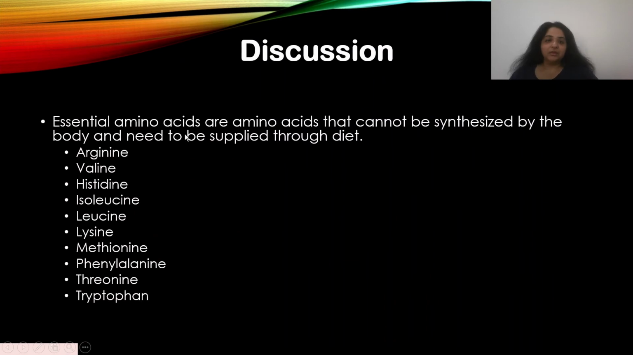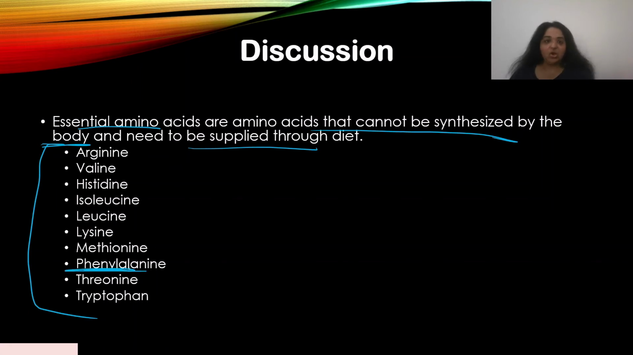Essential amino acids are amino acids that cannot be synthesized by the body and need to be supplied through the diet. That's why they're essential to us. That's how they are termed essential amino acids. They cannot be synthesized by the body. This is a list of the essential amino acids, out of which phenylalanine is one of the options. I would suggest you study this list and note it down. If they ever ask you what the essential amino acids are, they give you four options and ask you to choose from them.